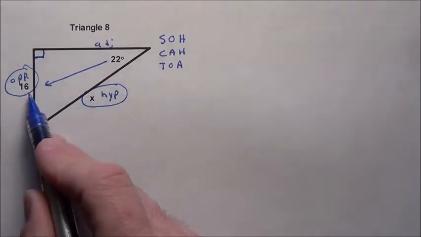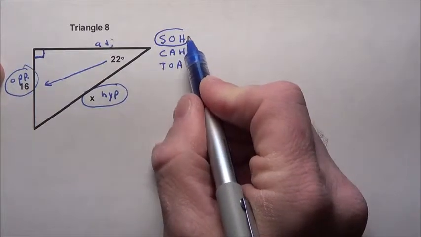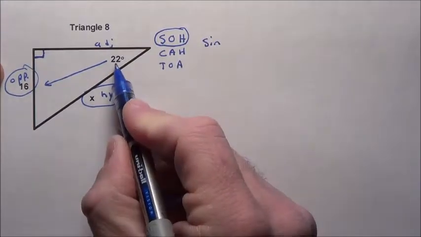So, opposite, hypotenuse. Those are the ones, O and H. Which of these deals with O and H? That's right here. That's the sine function. So we're going to have the sine of the angle. The angle is 22 degrees.